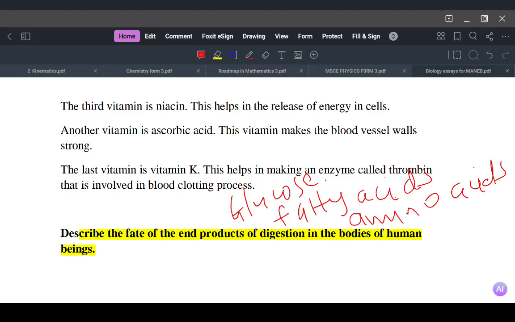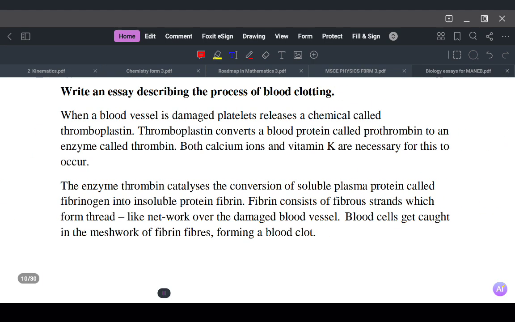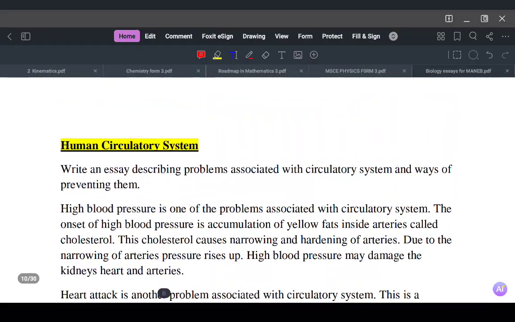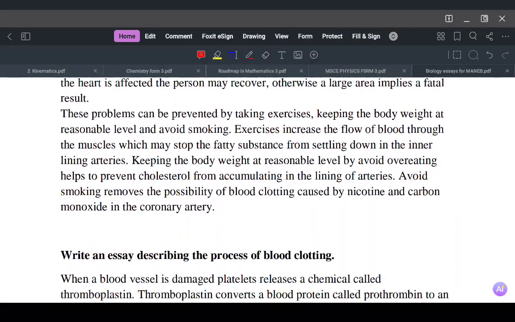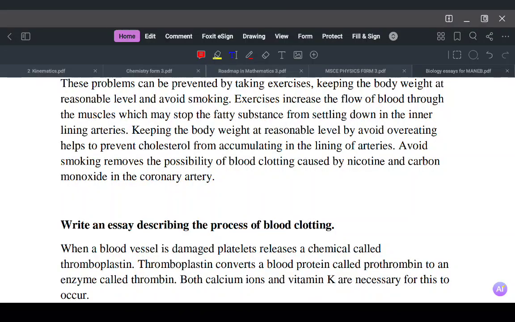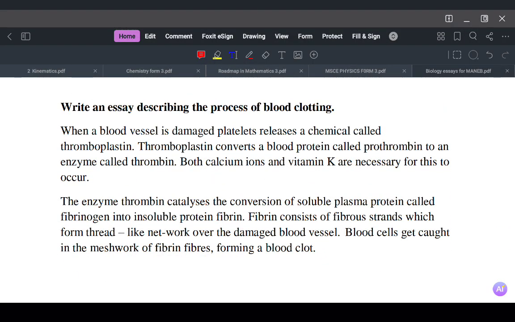So grab this. I'll put this in the description so you can download it. There are more questions for you to look at. Write an essay describing the process of blood clotting.